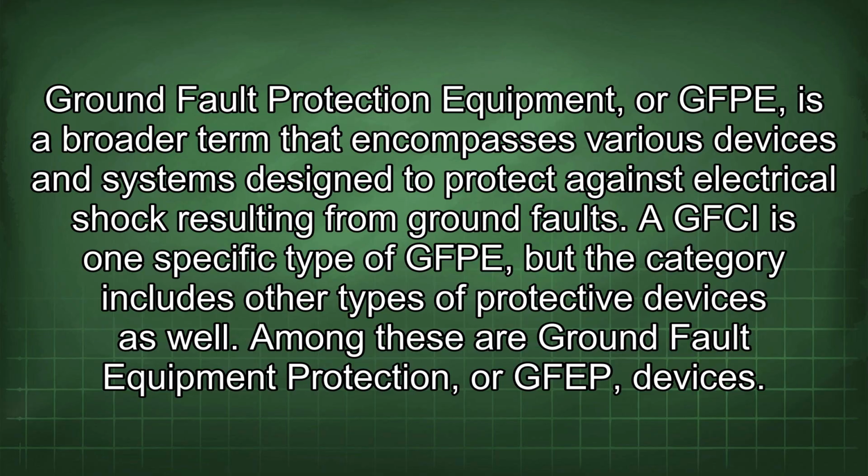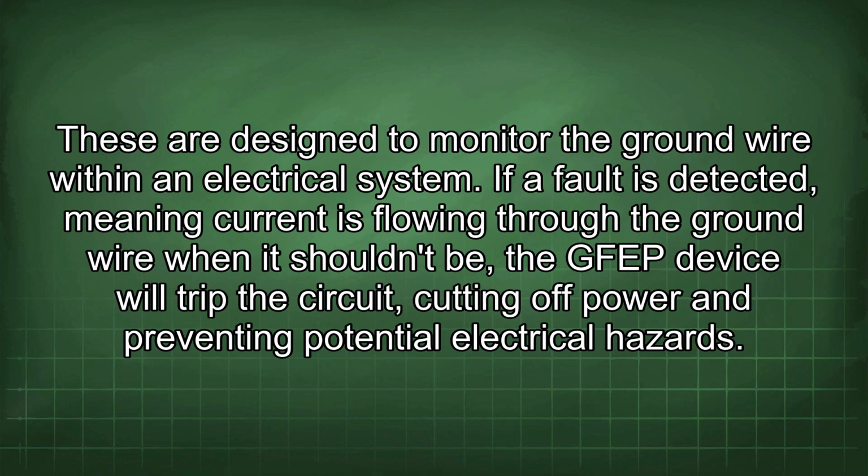Among these are ground fault equipment protection, or GFEP devices. These are designed to monitor the ground wire within an electrical system. If a fault is detected, meaning current is flowing through the ground wire when it shouldn't be, the GFEP device will trip the circuit, cutting off power and preventing potential electrical hazards.